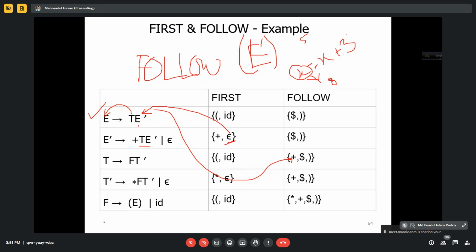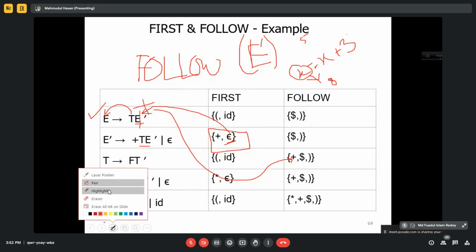Okay, so E dash. So now I am trying to find out follow of T. After T there is E dash, and E dash is non-terminal, and we know that non-terminal cannot be a follow value. So you need to replace this E dash with the first value of E dash, and in the last lecture we actually calculated first of E dash, that is plus and epsilon, is it? Yes, sir. So now replace this E dash with plus. So that is T plus. So the first of T is plus because plus is terminal. So this plus will be the follow value.